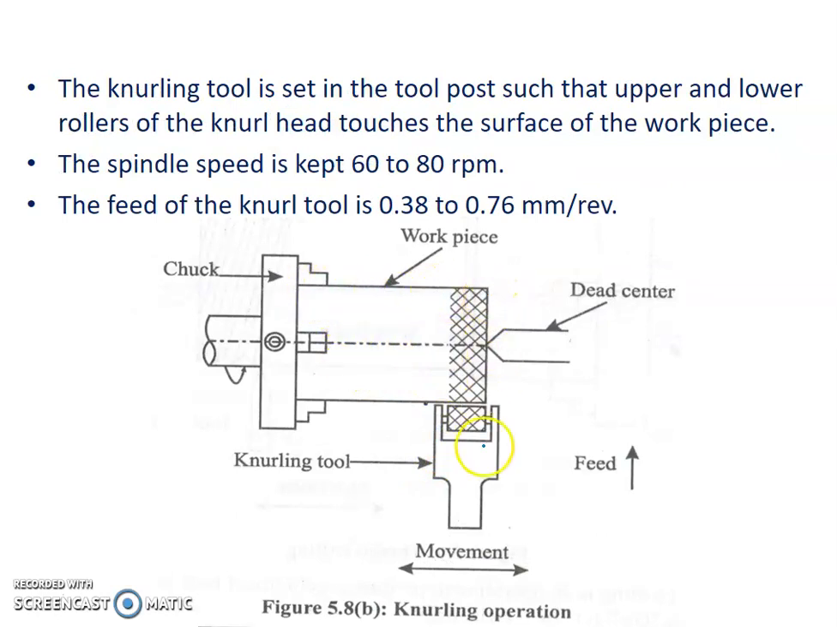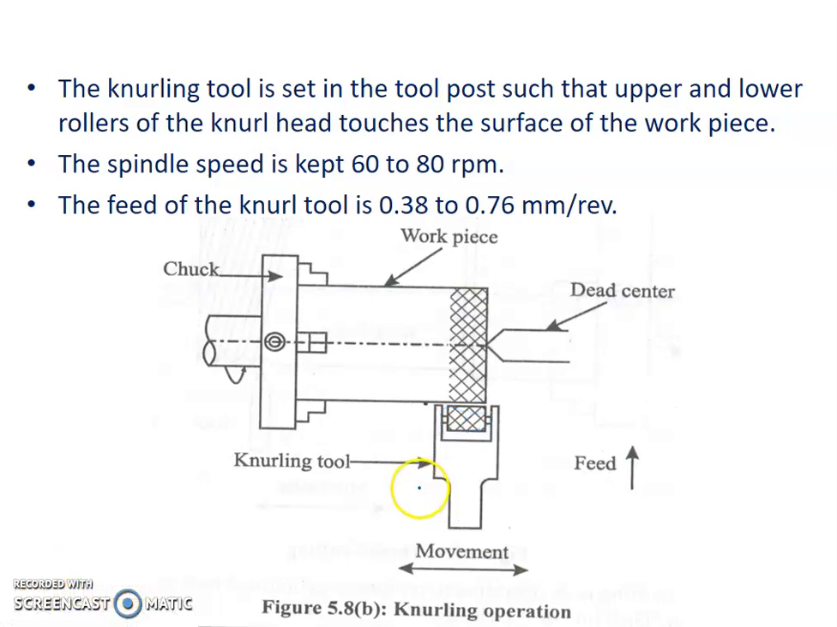This is your cylindrical workpiece held between the two centers, that is the headstock and the tailstock, and this is the knurling tool. The knurling tool will be fed against the rotating workpiece, which will be rotating at 60 to 80 rpm. This is the knurling tool you are seeing, and it will touch the workpiece and apply some pressure on the workpiece surface. The knurling tool will be harder than the workpiece material, so it will produce the impressions. Impressions will be made on the external surface of the workpiece for gripping purposes. This is called the knurling operation.